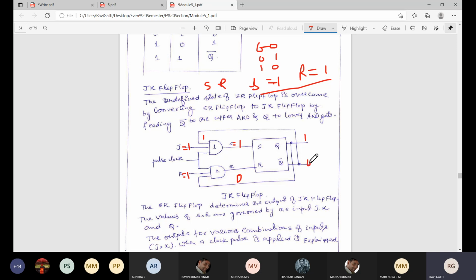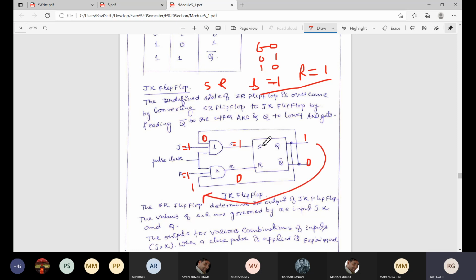Now please carefully observe: the Q and Q bar have been changed. So the moment Q and Q bar change, a slight verification happens. You can see that initially Q bar was 1, and now Q bar has become 0. So this 0 will appear over here and this 1 will appear back over here.